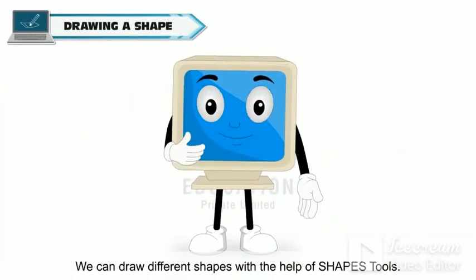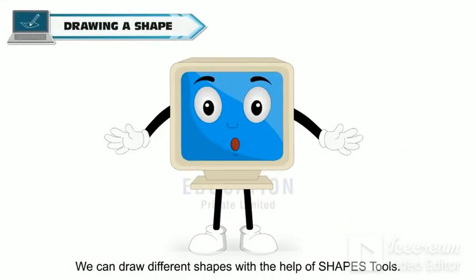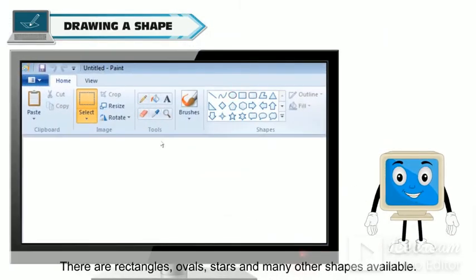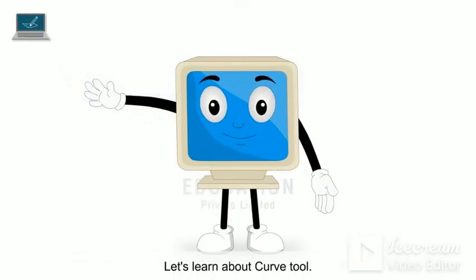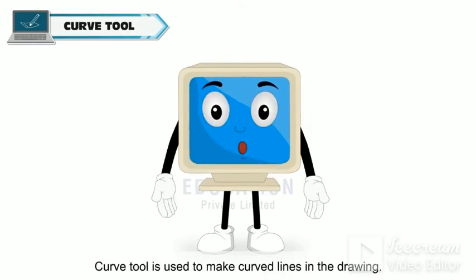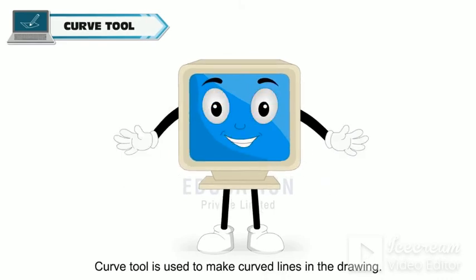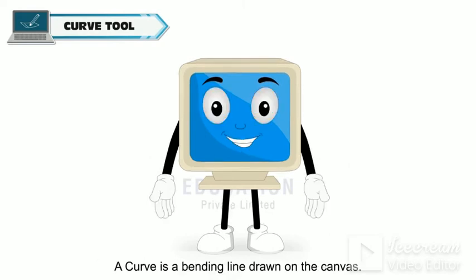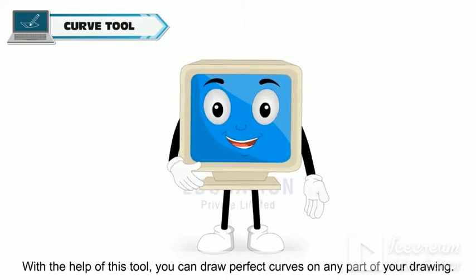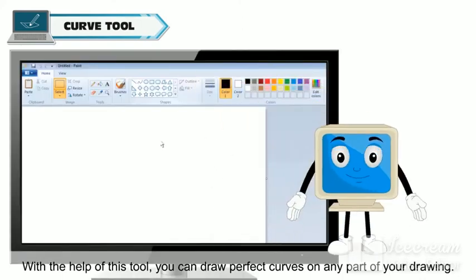We can draw different shapes with the help of Shapes tool. There are rectangles, ovals, stars, and many other shapes available. Let's learn about Curve tool. Curve tool is used to make curved lines in the drawing. A curve is a bending line drawn on the canvas. With the help of this tool, you can draw perfect curves on any part of your drawing.